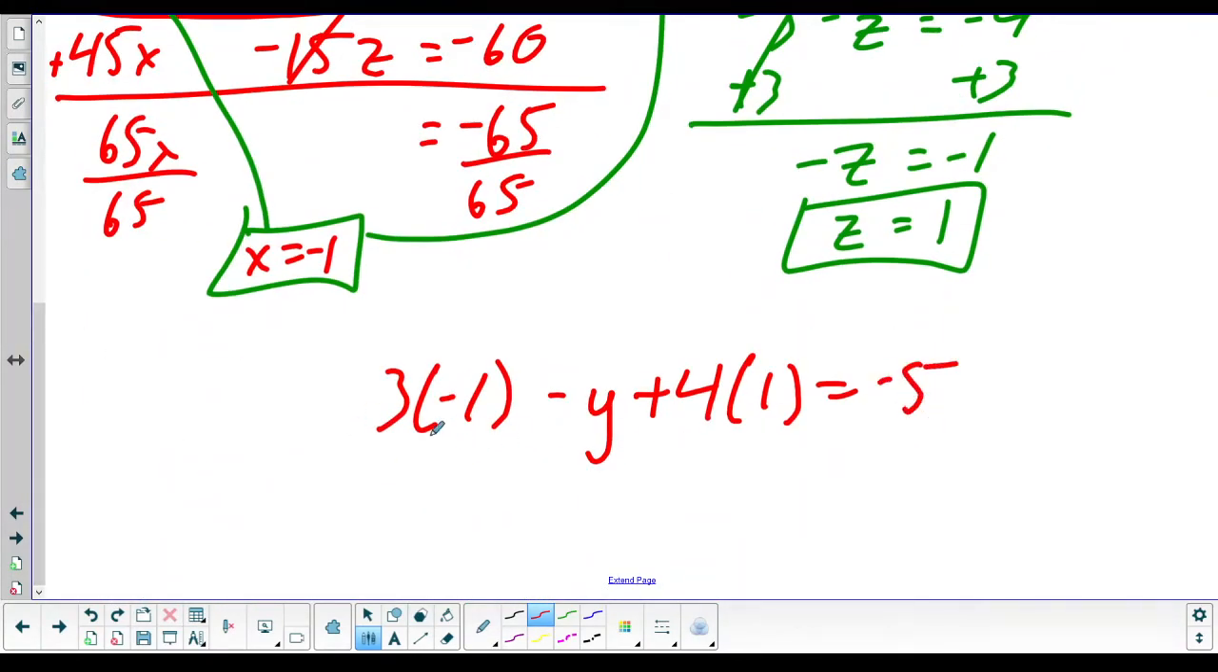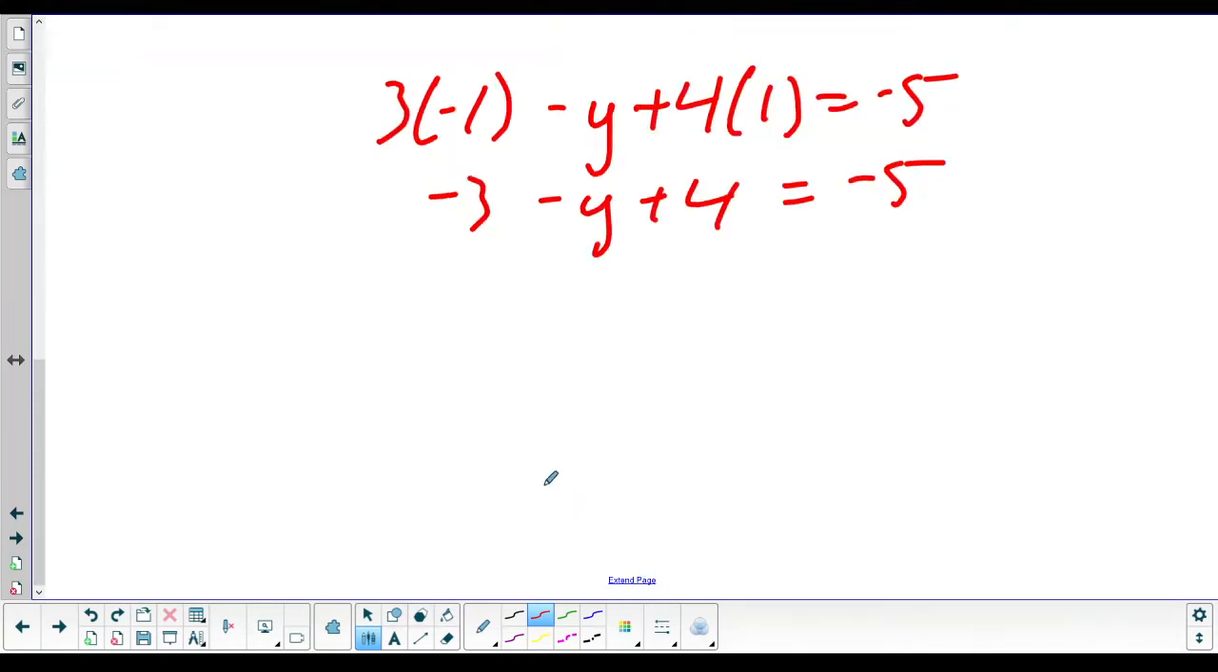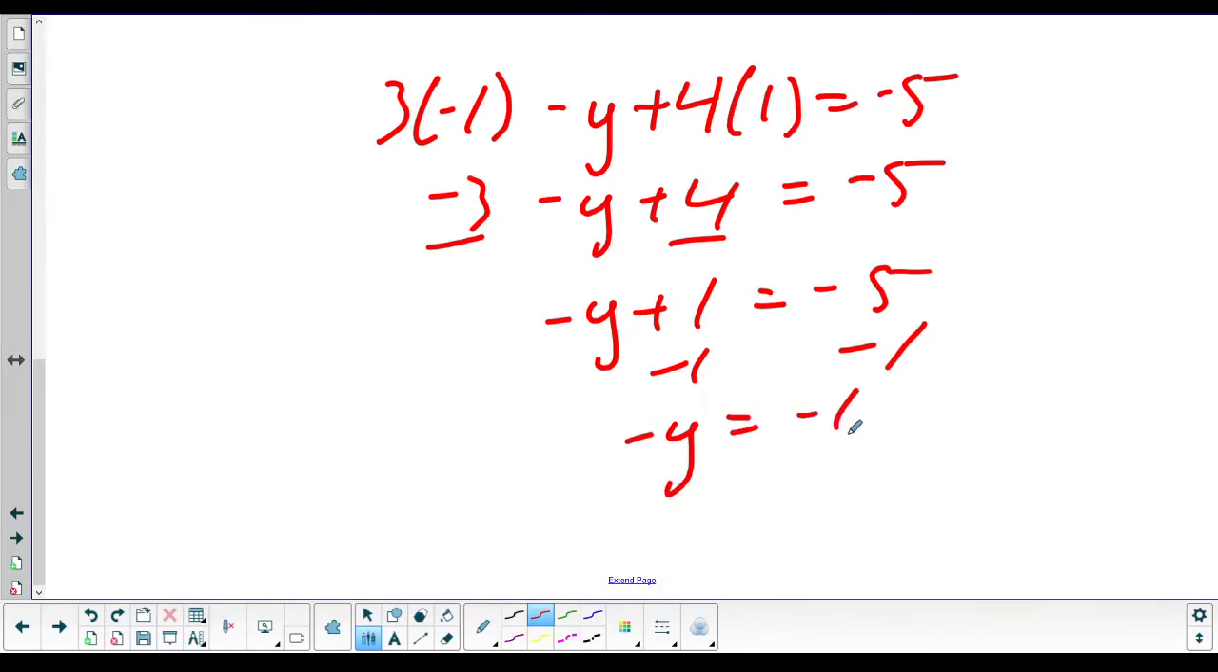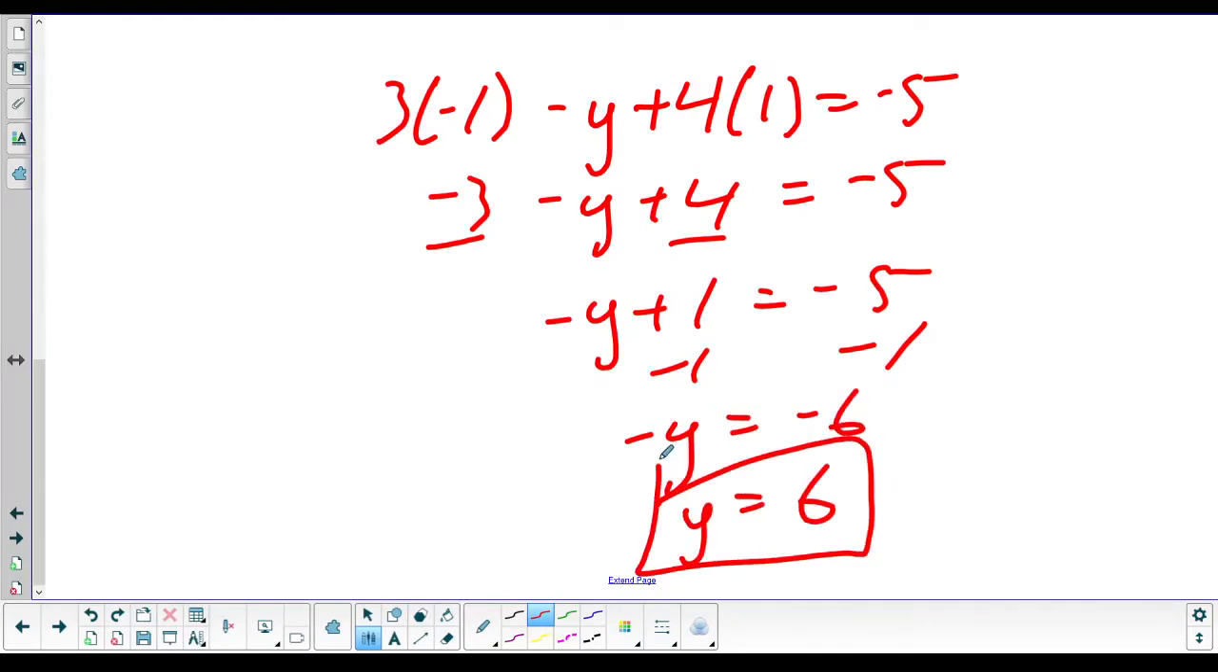So now we're going to multiply. So this is negative 3 minus y plus 4 equals negative 5. Combine your like terms. So negative 3 plus 4 is 1. So we have negative y plus 1 equals negative 5. Subtract the 1 over. Negative y equals negative 6. So y equals 6.